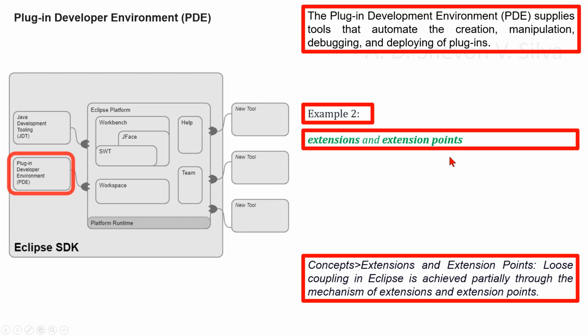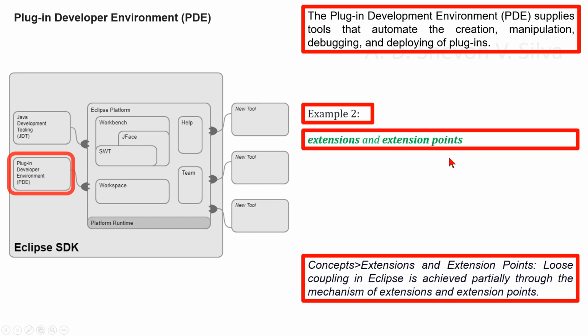Loose coupling in Eclipse is achieved particularly through the mechanism of extensions and extension points. The simplest metaphor for describing extensions and extension points is an electrical outlet. The outlet or socket is the extension point. The plug or light bulb that connects to it is the extension. As with electrical outlets, extension points come in a wide variety of shapes and sizes. Only extensions that are designed for a particular extension point will fit.